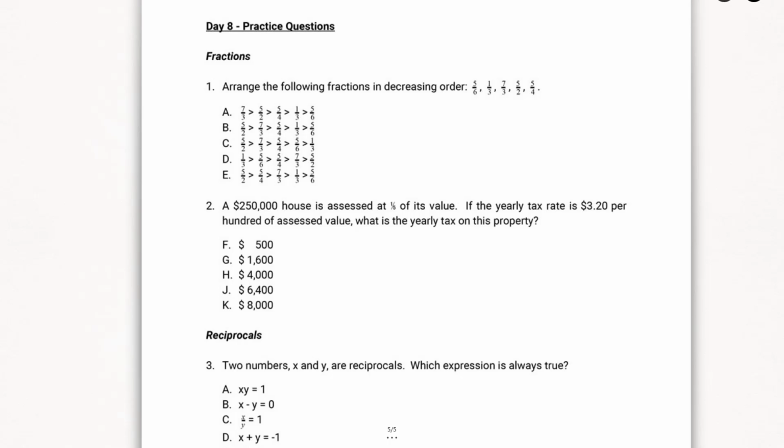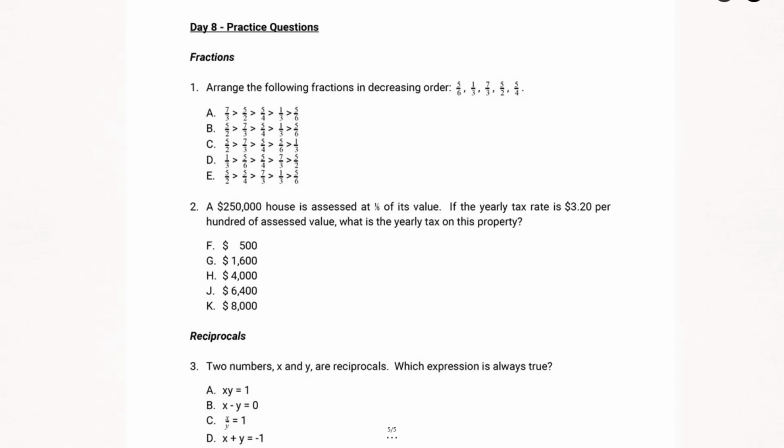Arrange the following fractions in decreasing order, and we're given this set of values here. So we need to pay attention. It says arrange the following fractions in decreasing order. So that's going to be from the greatest down to the least. So that's what we're looking at.